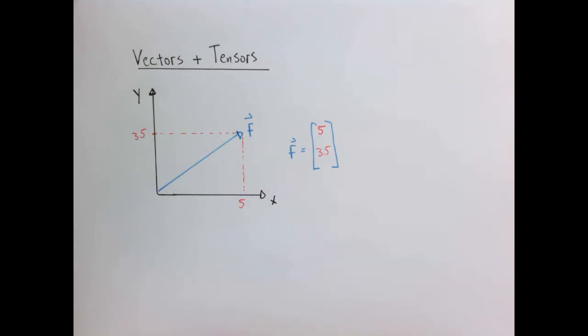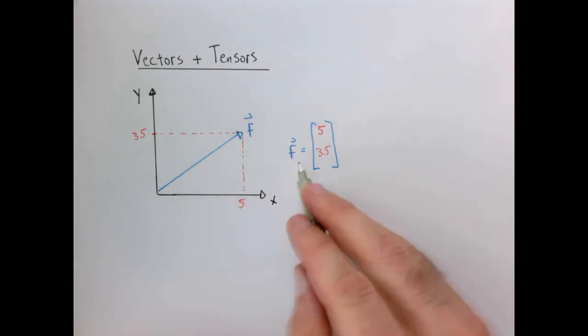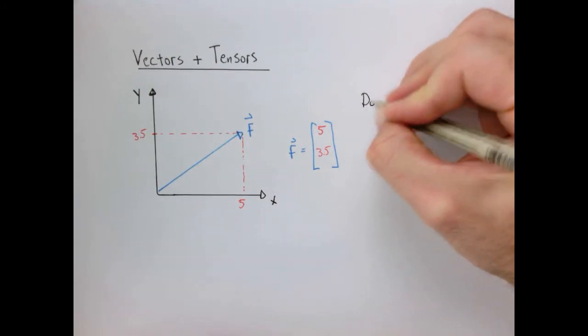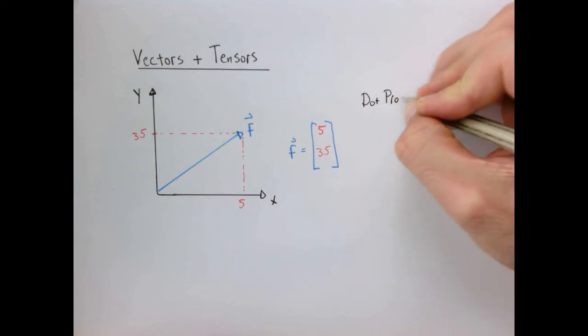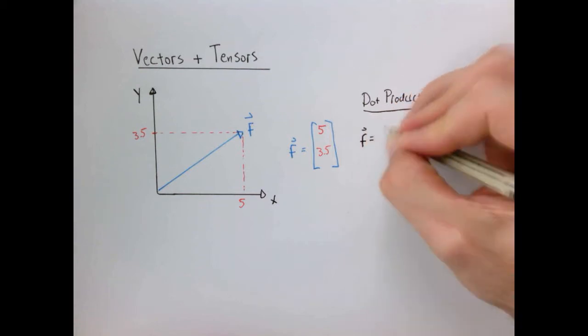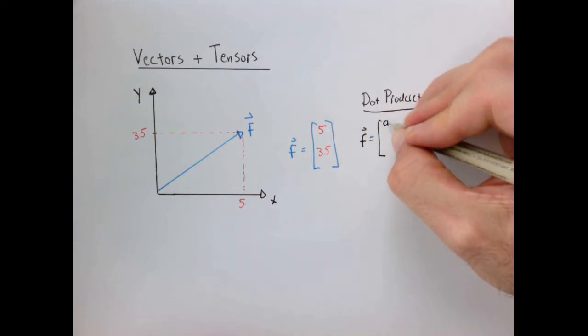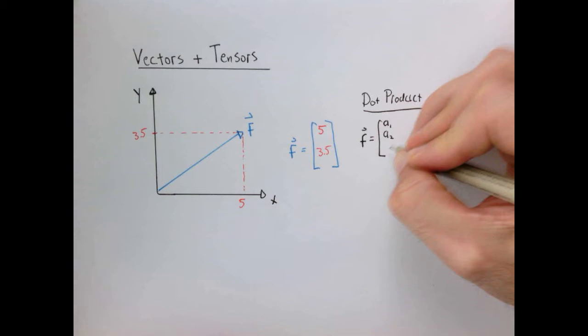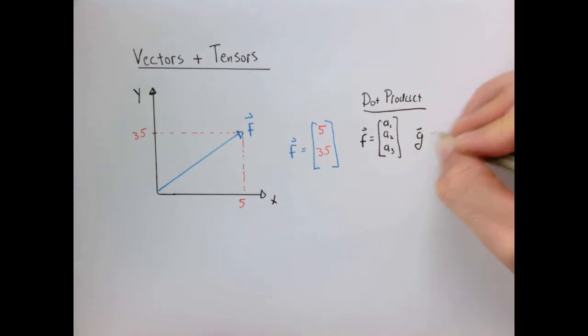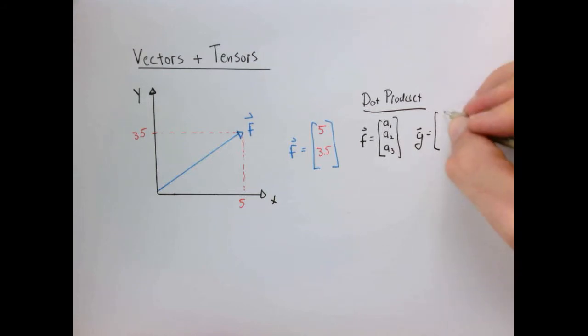But the main point here is that we can represent the vector as an arrow or as a list of numbers. Another thing I want you to recall is something called the dot product or the scalar product. And so let's say that we had 2 arbitrary vectors. One was called f, and we'll do this in 3 dimensions. So it had components a1, a2, and a3. And we had another vector, g, and it had components b1, b2, and b3.